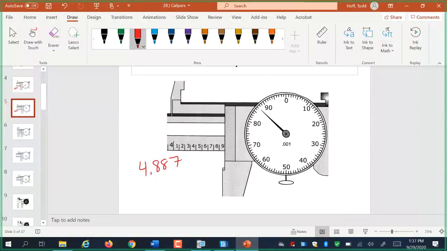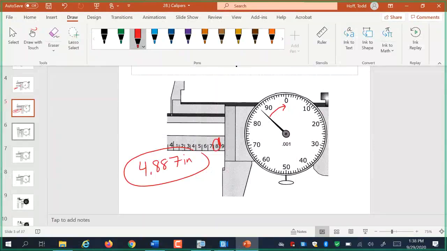We're not sure if we're just past the 9 or just getting to the 9. So we have to look at the dial. And we see that the dial is not quite back to 0 yet, which tells us we have not quite made it to the next line yet, which means the 8 is the furthest we've been. So it's 4.8, and then we add the 87 off of the dial. So 4.887 inches is that measurement.